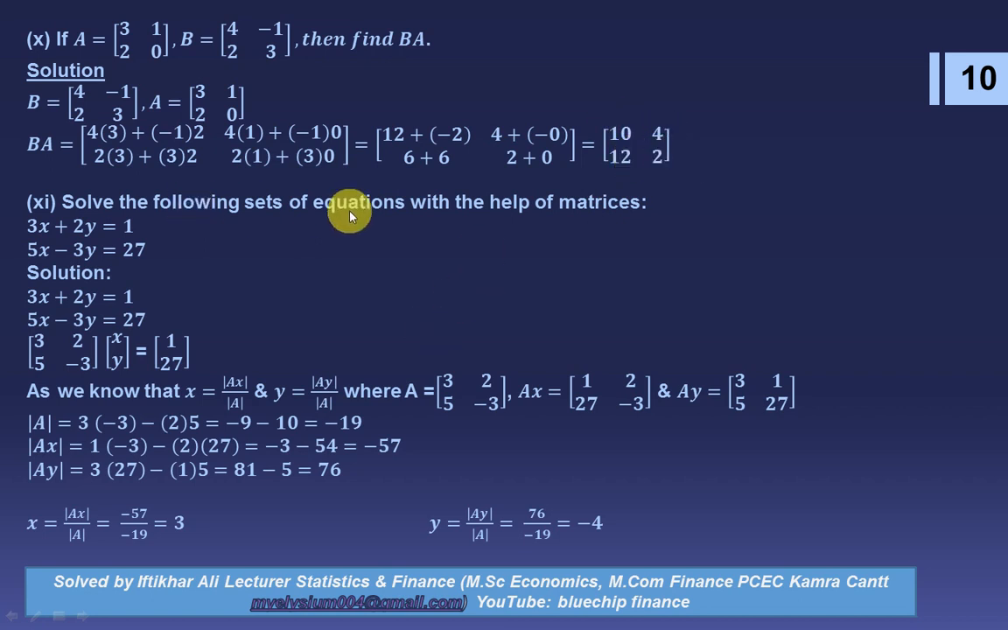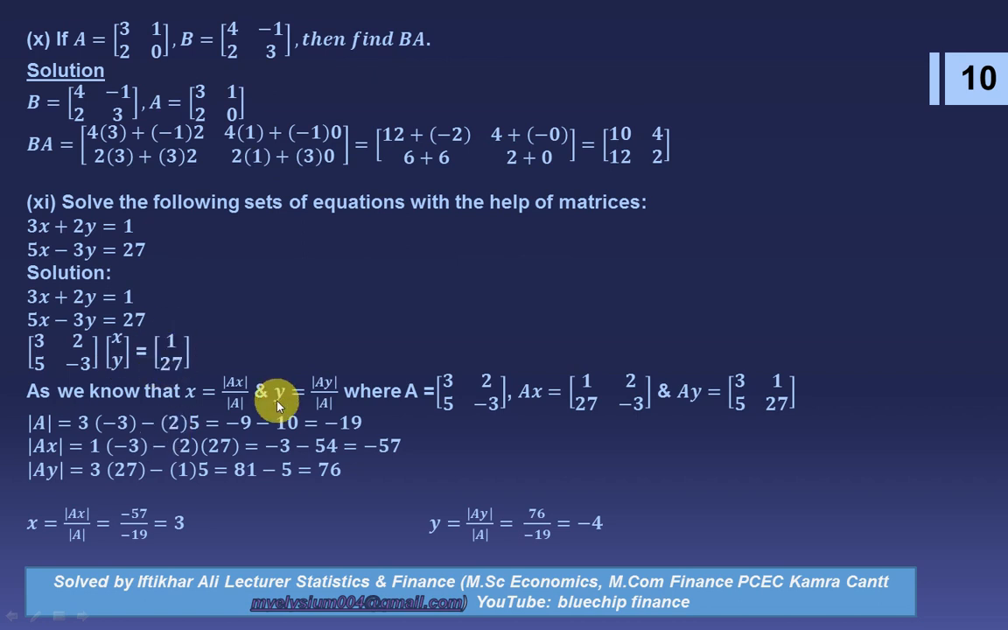Solve the following sets of equations with the help of matrices. So 3x plus 2y equals 1, 5x minus 3y equals 27. The first matrix should be [3 2; 5 minus 3], that is A, and the B matrix is [x; y], and the C matrix is [1; 27].